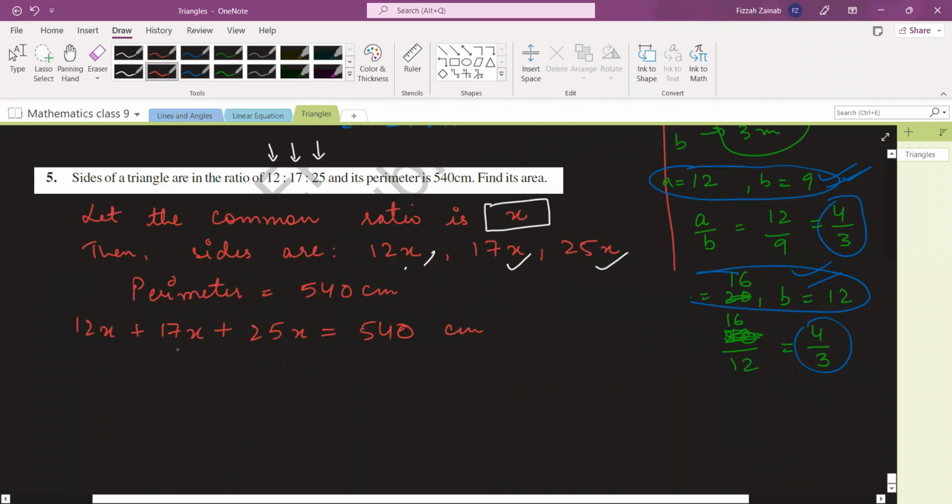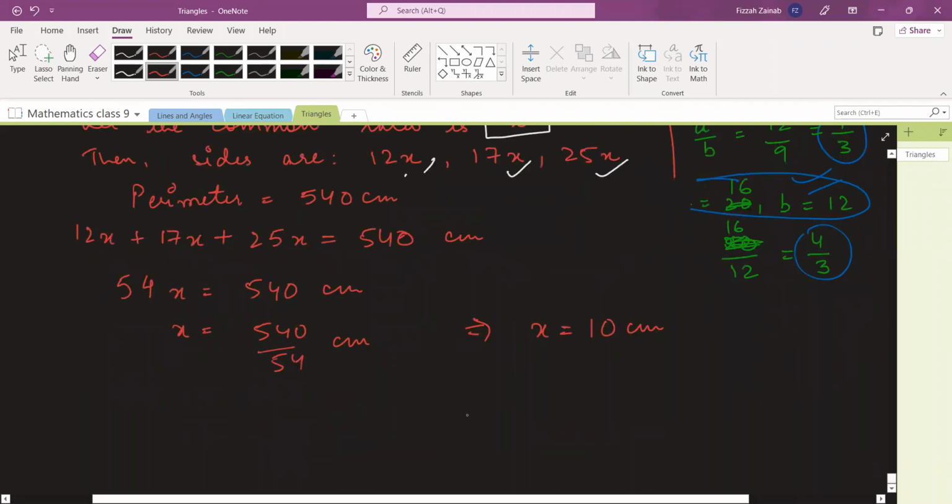Now you can solve it for x. Please add them. How much do you get? 7 and 5 is 12, 12 plus 2 is 14, then 1, 3, 4, 5. So I'm getting 54x is equal to 540 centimeter. So x is 540 divided by 54 centimeter. That gives me x is equal to 10 centimeter, right?